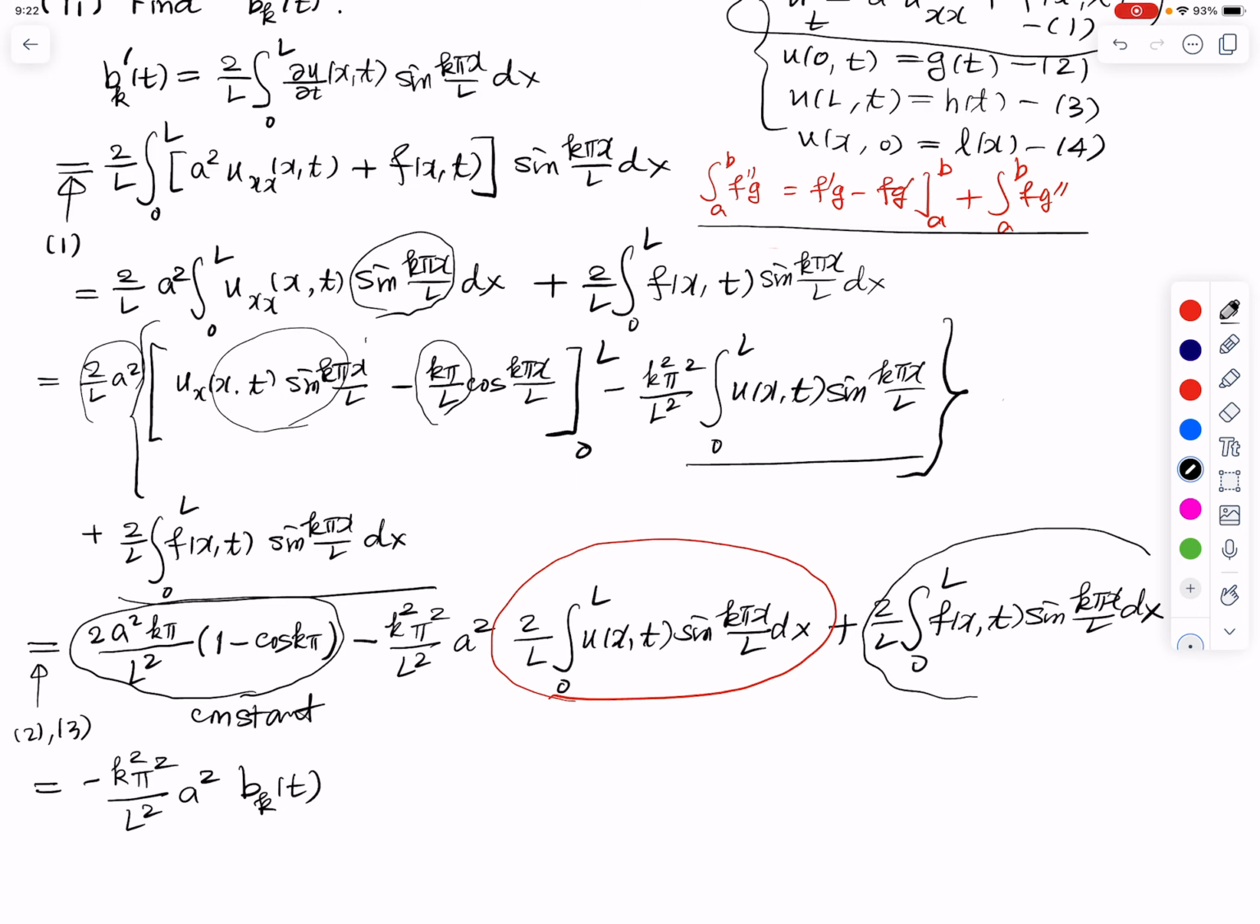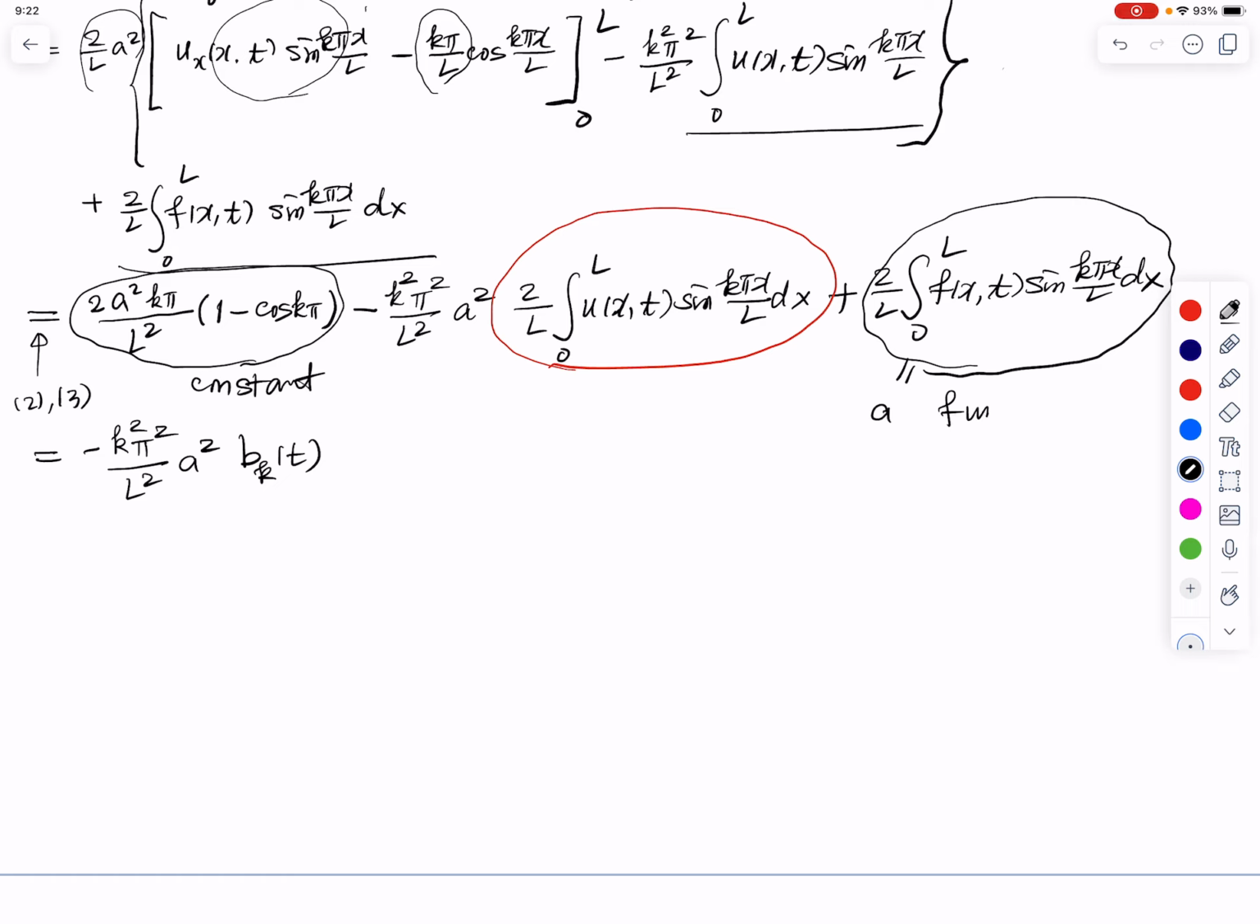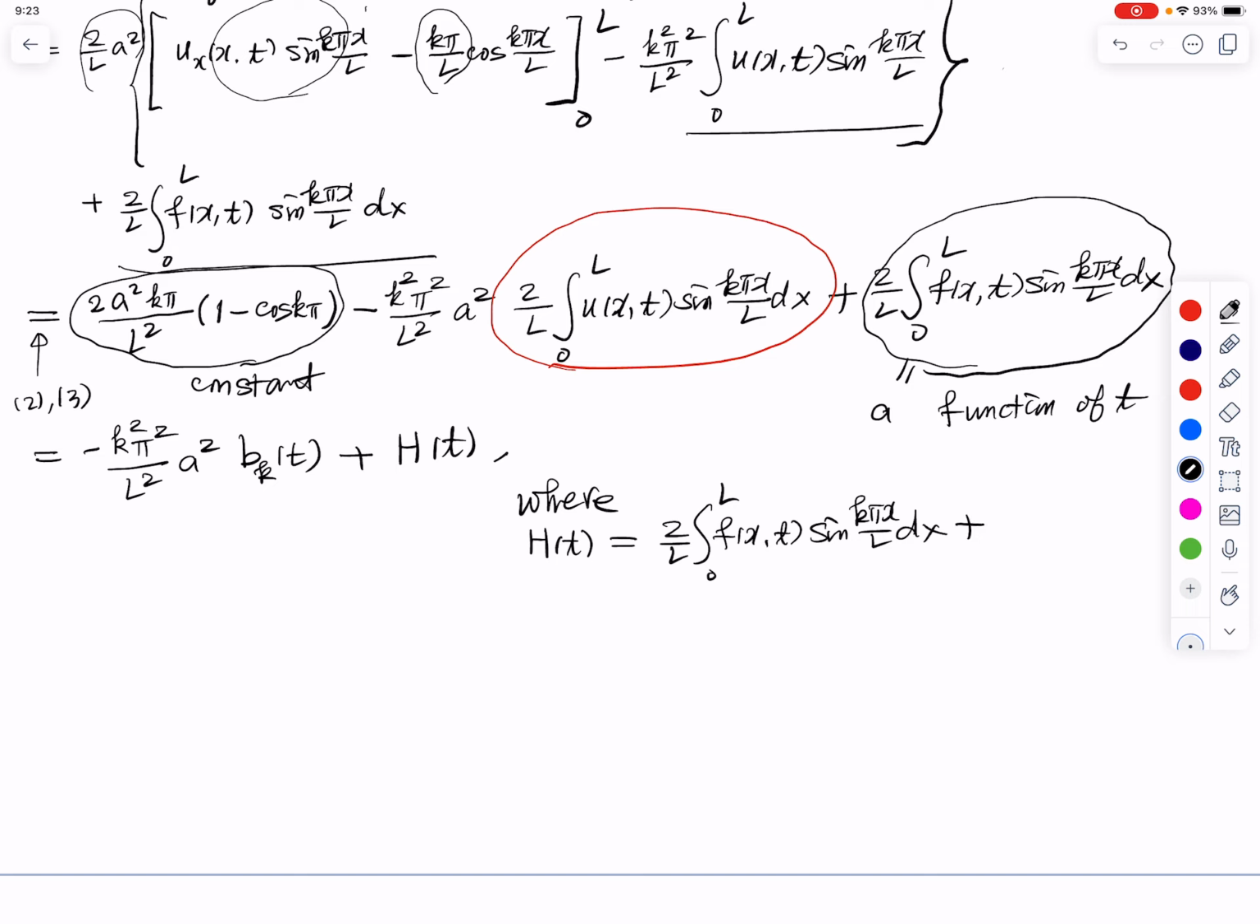Also, this one you integrate with respect to t. This is a function of t, so I will call it h(t). Here h(t) equals 2 over L integral 0 to L f(x,t) sine k pi x divided by L dx, plus 2a square k pi divided by L square times 1 minus cosine k pi, which equals minus 1 to the kth. This is my h(t).